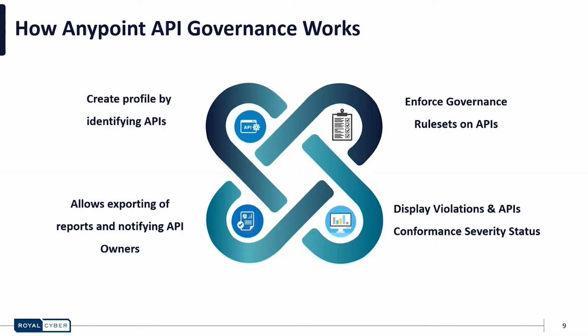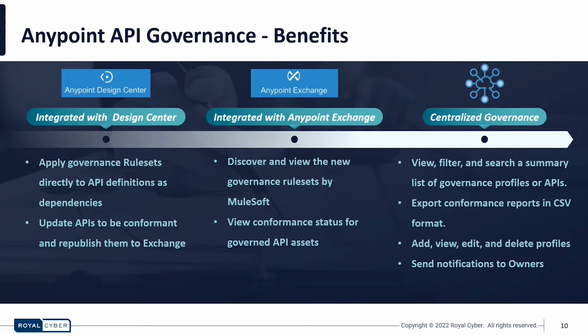Anypoint API governance provides centralized governance to help you ensure your APIs follow best practices, industry regulations, and security standards. As API owners add, edit, and promote APIs, API governance helps you monitor and address conformance across your organization. You can create a profile by identifying APIs, enforce governance rule sets on APIs, display violations and API conformance severity status, and export reports and notify API owners. So let's take a look into Anypoint API governance benefits.